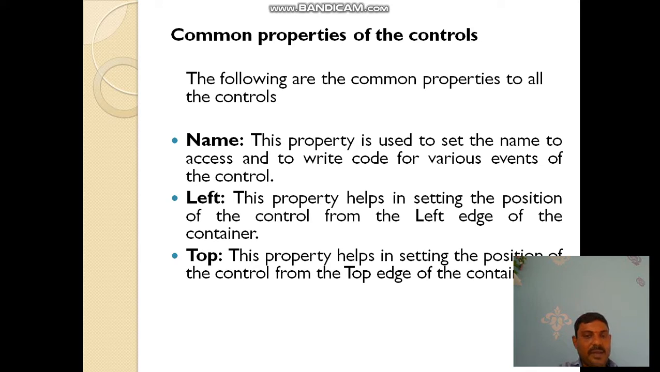First one is name. Name is a property to set the name of the control, to access the control and to write the code for the various events of a control. Second one is left. This property helps in setting the position of the control from the left edge of the container. Container means form. Top. This property helps in setting the position of the control from the top edge.